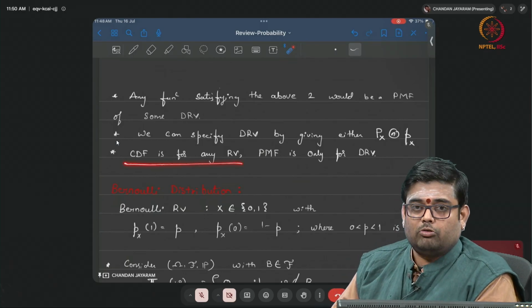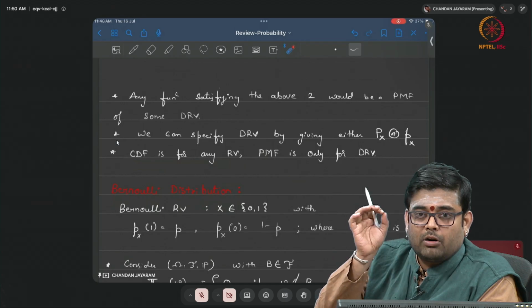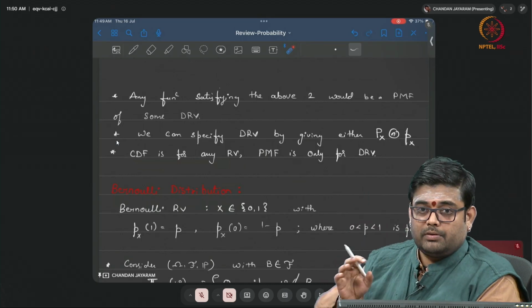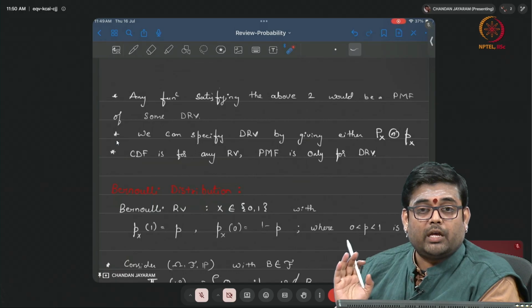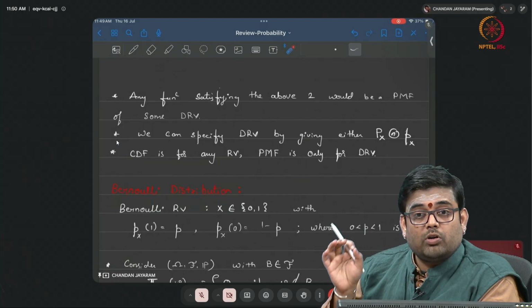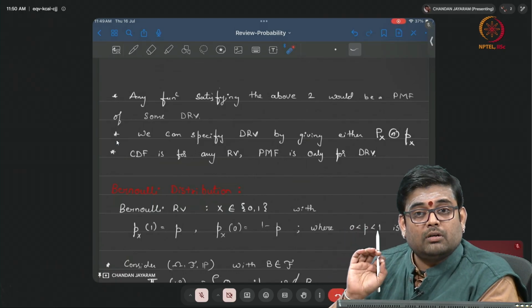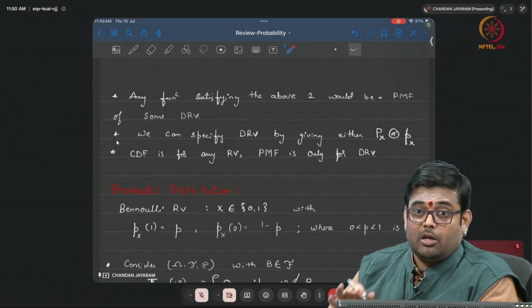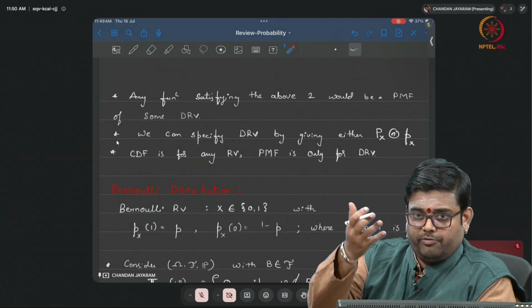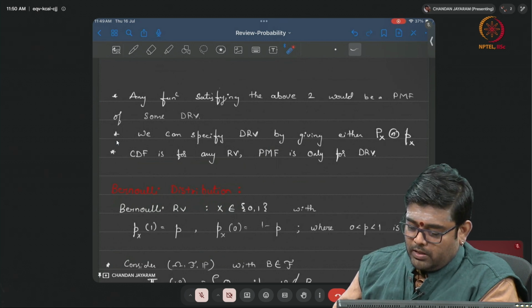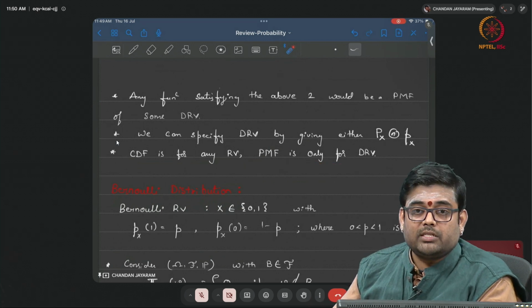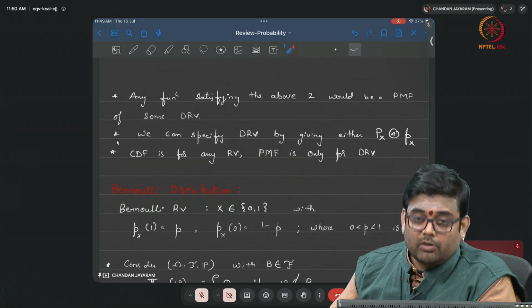And please make note that the CDF is defined for all kinds of random variables, and the PMF is only defined for discrete random variables, okay. For continuous random variables you do not have the idea of a PMF, okay. What is continuous I have not defined yet for the audience, though they might know it. So the PMF is only defined for a discrete random variable, okay.